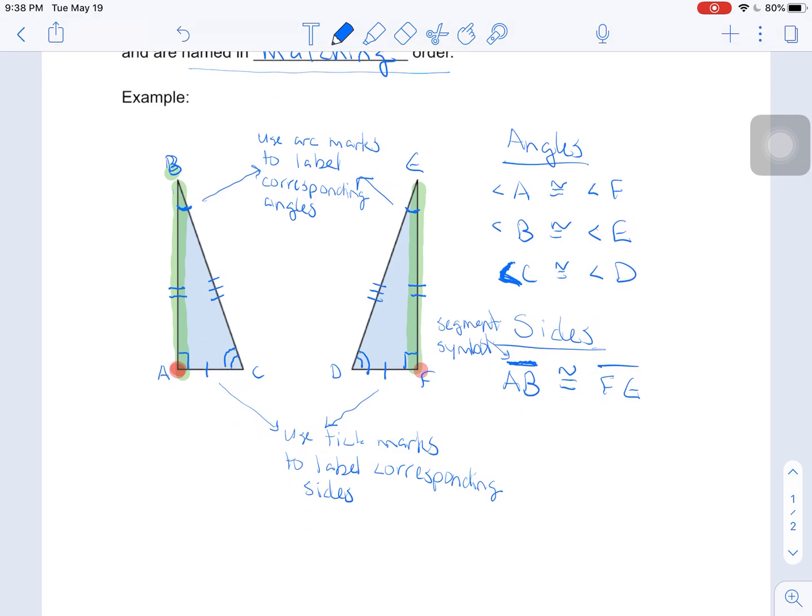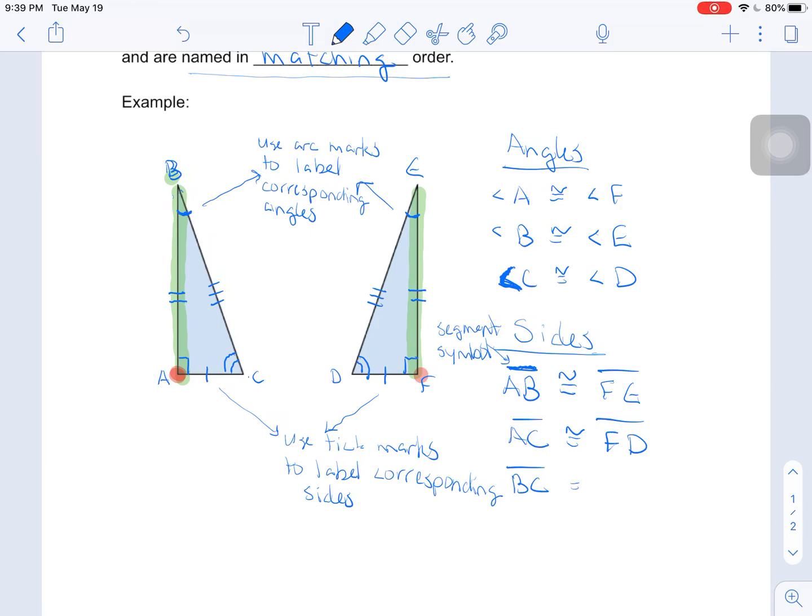And then we could keep going. So we've got AC, which is the bottom side. So again, I'm going from starting with the right angle and ending with the 2 arc angle. So I would do the same thing on the other side. Start with the right angle, end with the 2 arc angle, FD. And then the last one is BC. So BC, I'm starting with the 1 arc and ending with the 2 arc angle. So I would want to start with the 1 arc angle and end with the 2 arc angle. Okay, so those are correctly named.